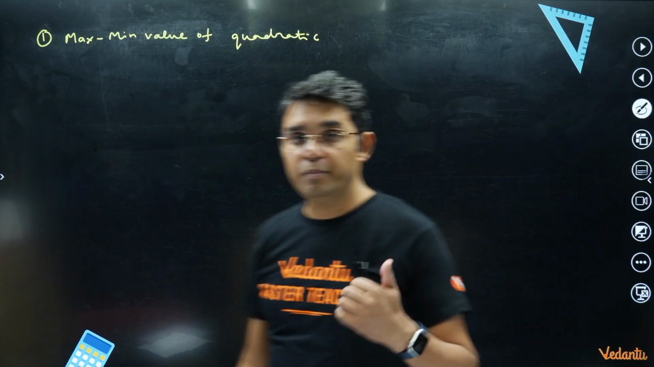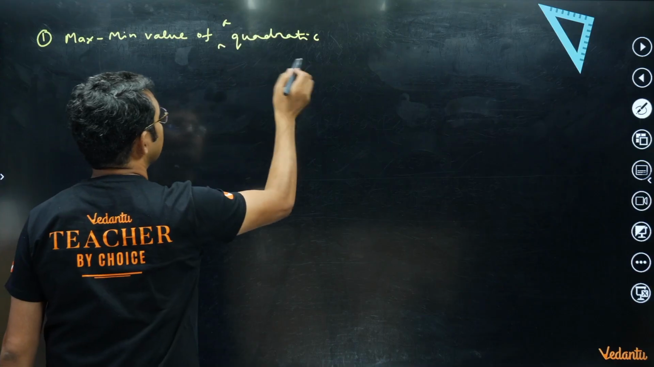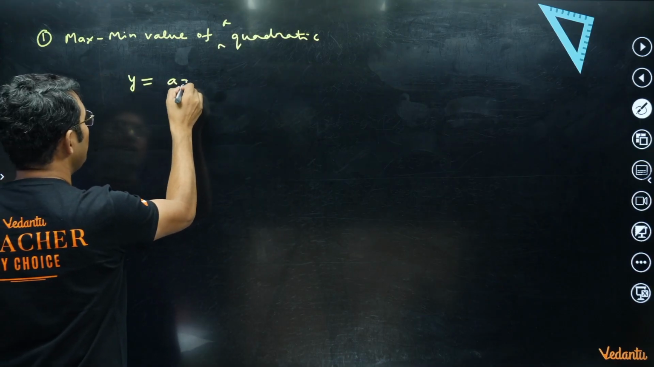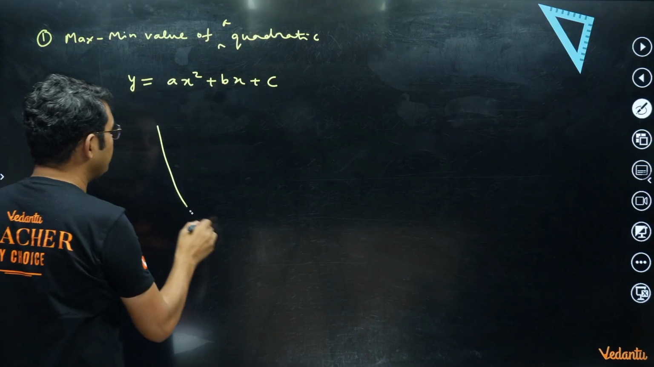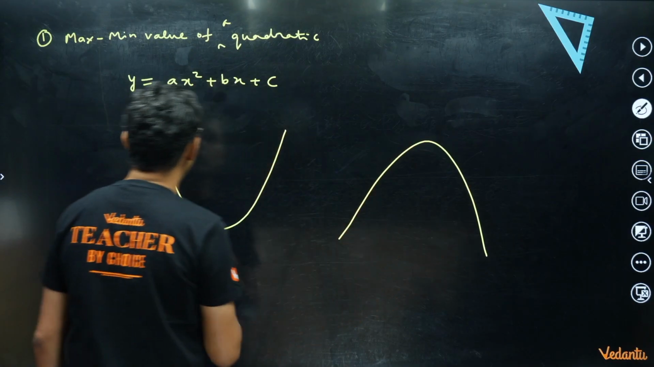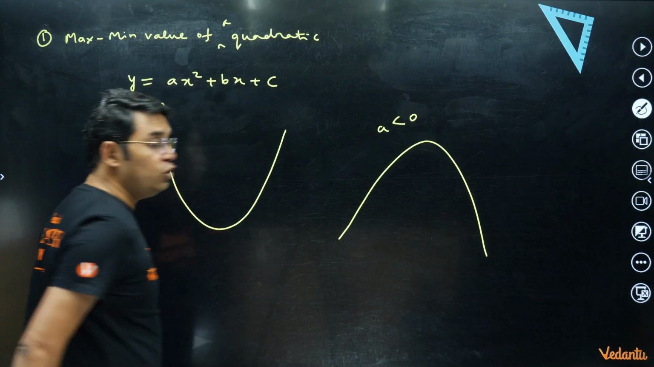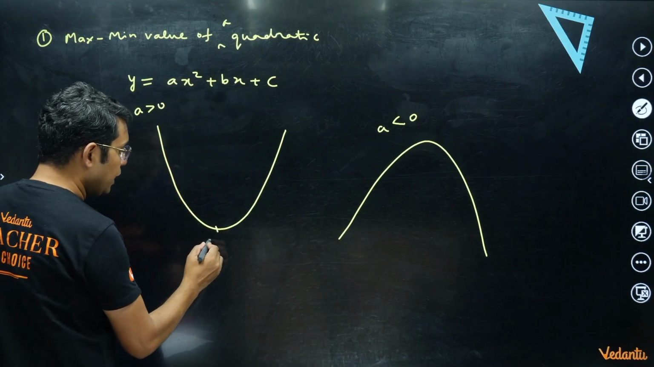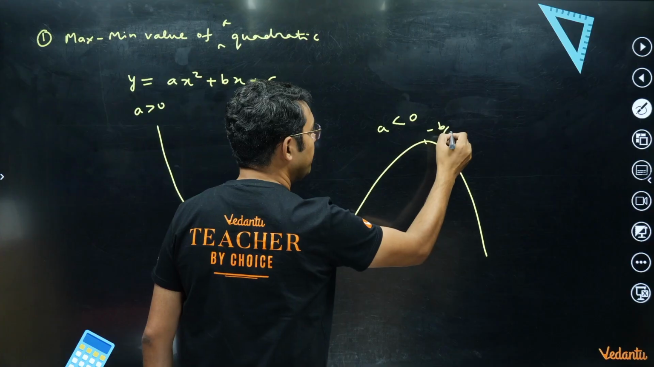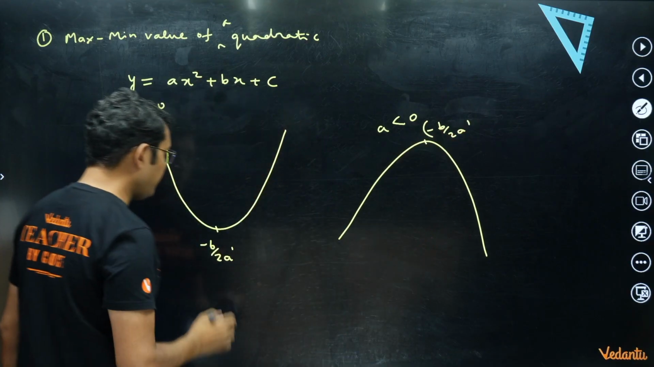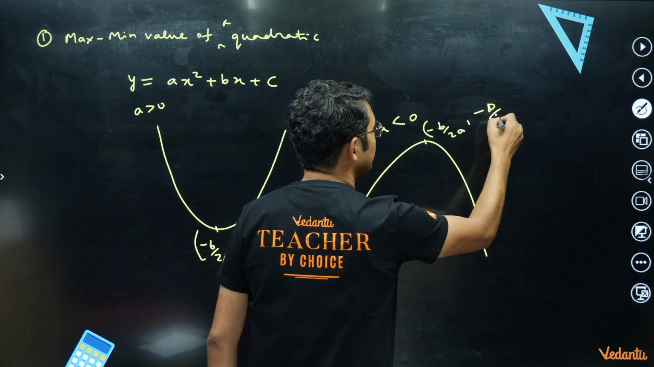So the very first concept is maximum minimum value of a quadratic expression. If you are given y equal to ax square plus bx plus c, we know the graph of this will be upward parabola or downward parabola depending upon a positive or a negative. Now the important thing that you must know is the minimum value occurs at minus b upon 2a. Maximum value also occurs at minus b upon 2a. And if you can remember it, the value is minus d upon 4a and here also minus d upon 4a.